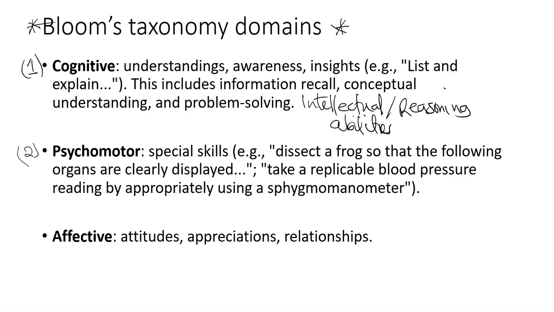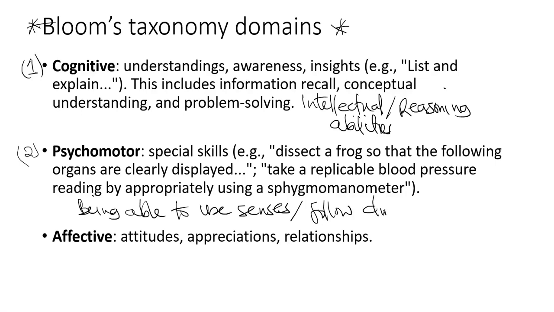Now, the second domain is psychomotor. This deals with being able to use your hands or being able to use your senses. Right? Being able to use senses, being able to follow directions, being able to replicate something. So the psychomotor objectives are dealing with just spatial skills.